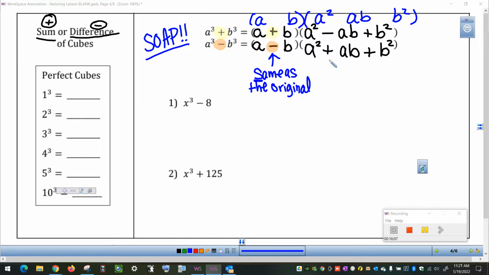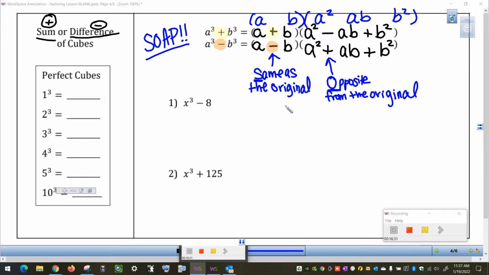All right, underneath the next set of symbols, this is the opposite sign from the original. So the O in SOAP represents opposite. So if we check that up here, we see, yep, it turned into a minus sign. That was opposite of what we had at the very beginning. This one turned into a plus sign, which was opposite of the minus sign we had at the very beginning.